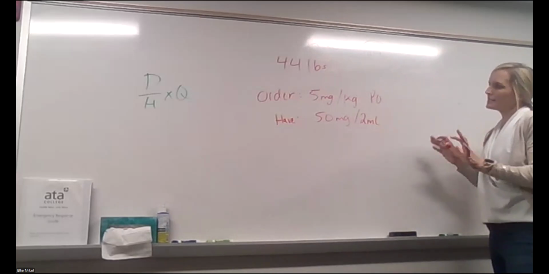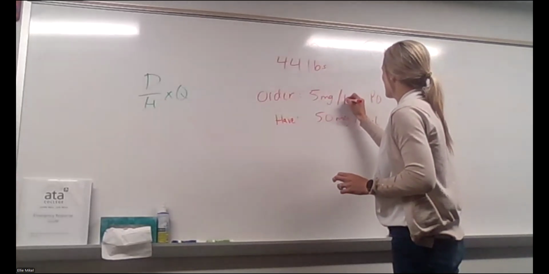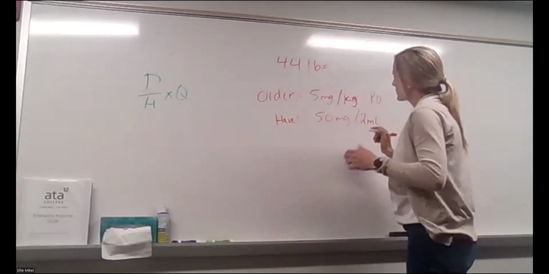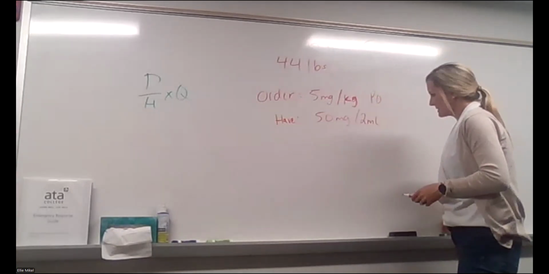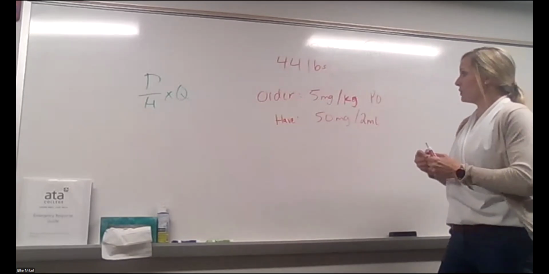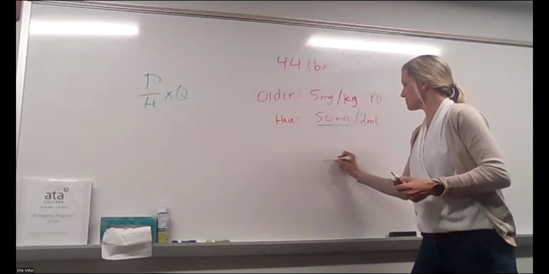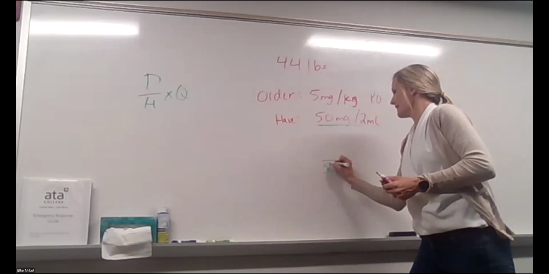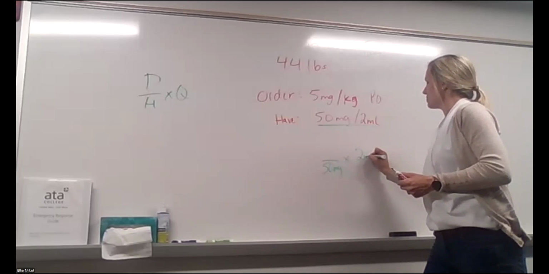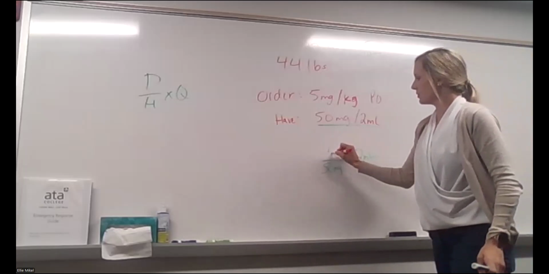So with these types of questions, the ones that say per kilogram, we're still incorporating this D over H times Q formula. H and Q are still given to us, right? So if we were to write out our dosage calculation right now, we already have H and Q. The only thing we're missing here is the ordered dose.